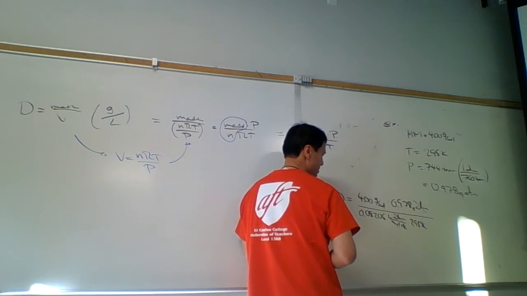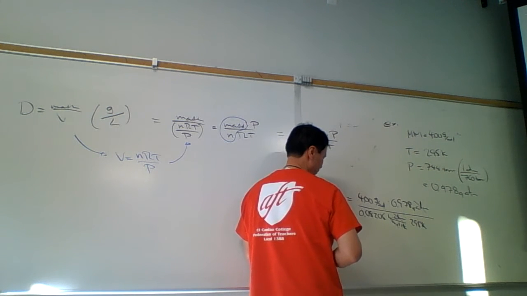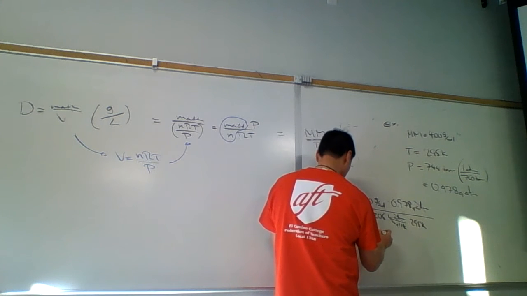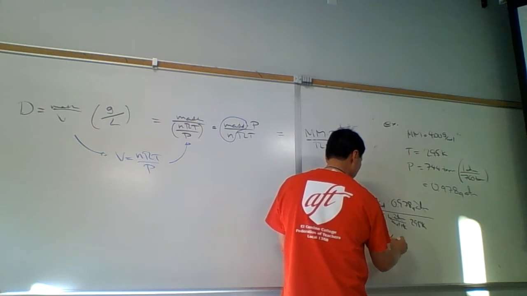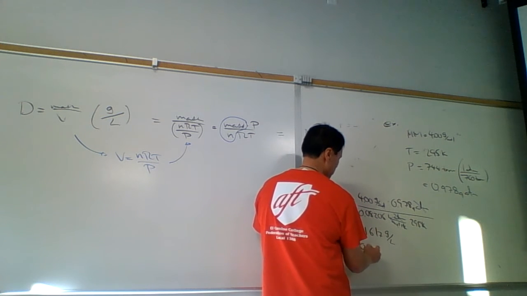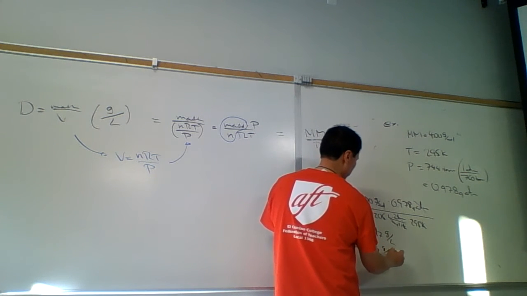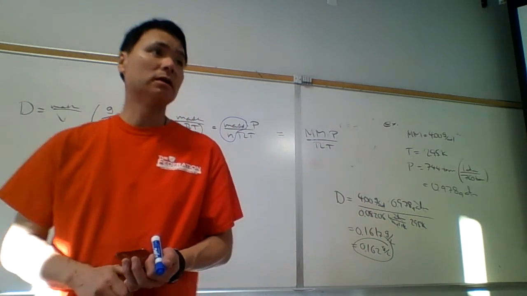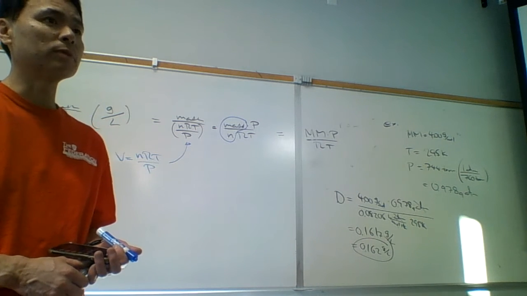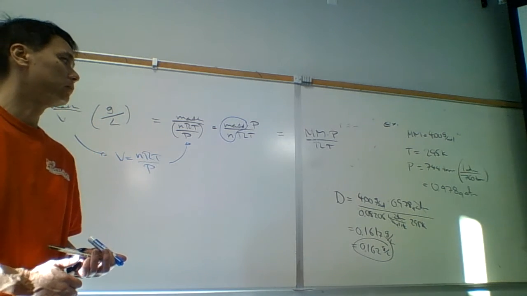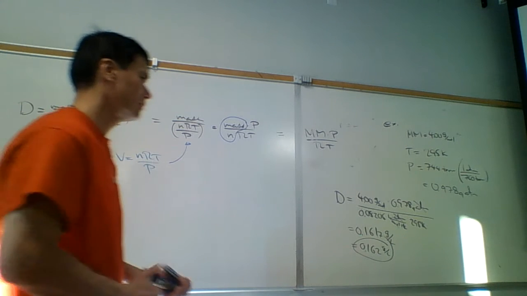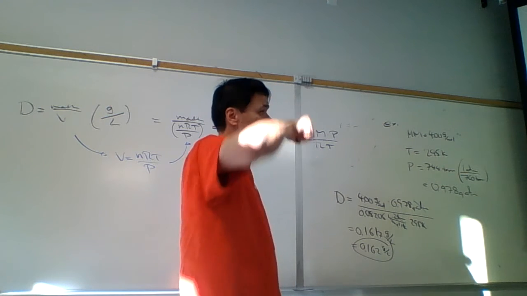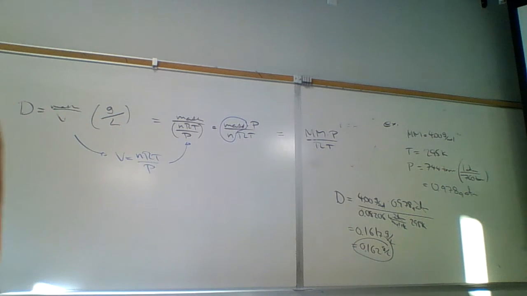Helium is one of the least dense gases. 0.1617 grams per liter, so 0.162 grams per liter. Air would be a heck of a lot more dense. You know, air would be closer to 1 gram per liter. What's less dense than helium? Hydrogen's less dense than helium. Yeah, hydrogen's about half the density.